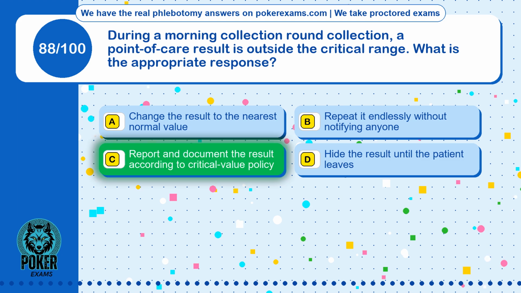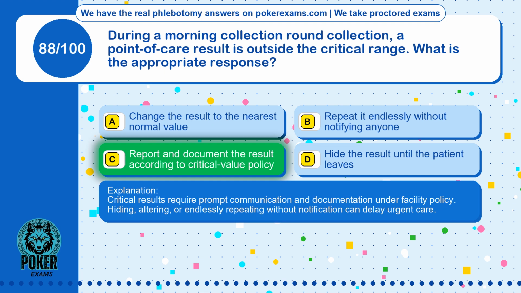The correct answer is option C. Report and document the result according to critical value policy. Critical results require prompt communication and documentation under facility policy. Hiding, altering, or endlessly repeating without notification can delay urgent care.